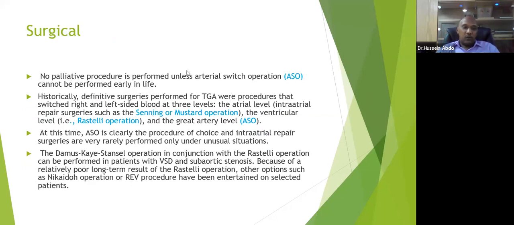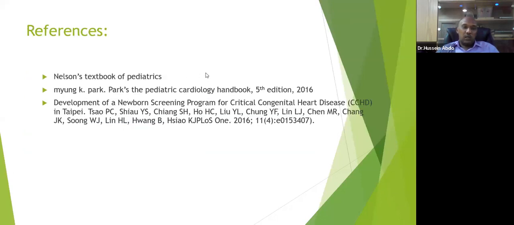Surgically, now we are doing what we call the arterial switch operation. We switch the aorta to the normal side and the pulmonary artery to the right side, so we correct the transposition of the great arteries. Earlier, they used what we call the physiological correction. We call it the Senning and Mustard and other types of operation.